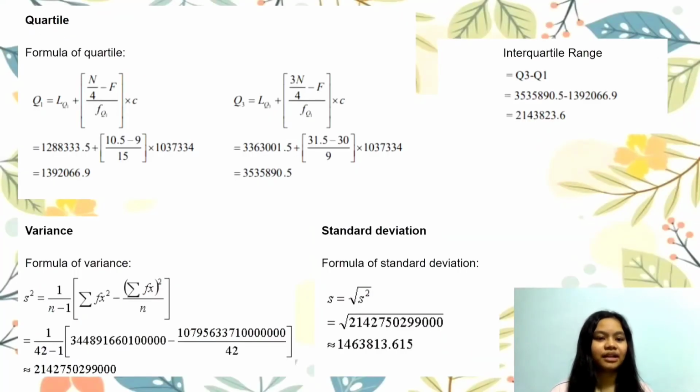Next is the first quartile and third quartile. First quartile, the answer is 1392066.9, and the third quartile is 3535890.5. And next, we are going to calculate the interquartile range, which is third quartile minus first quartile, is equal to 2143823.6. And next is variance.